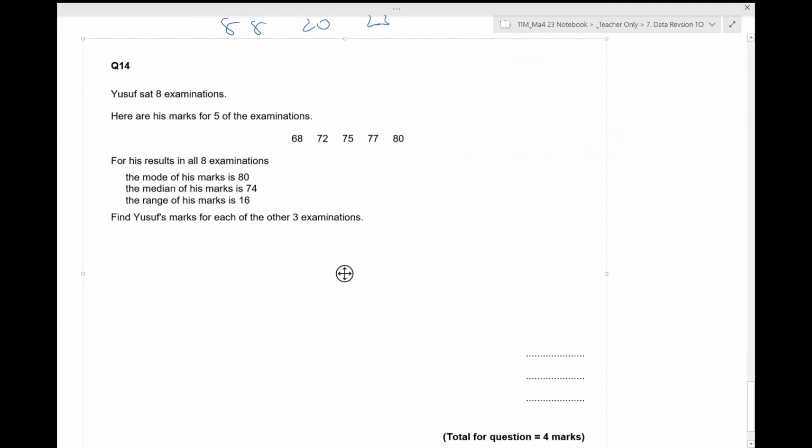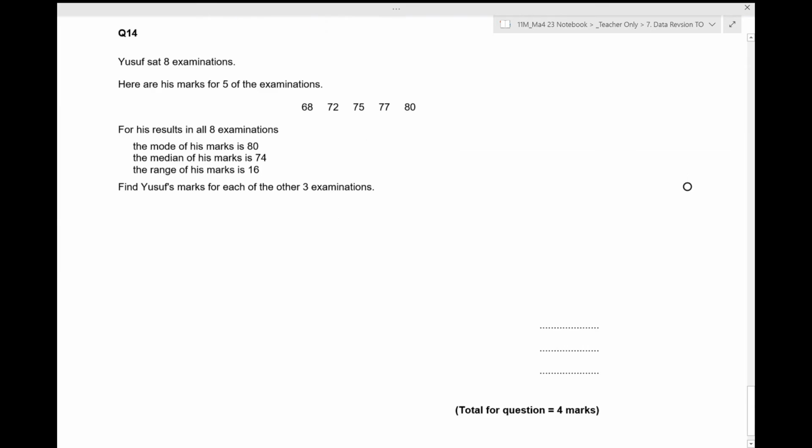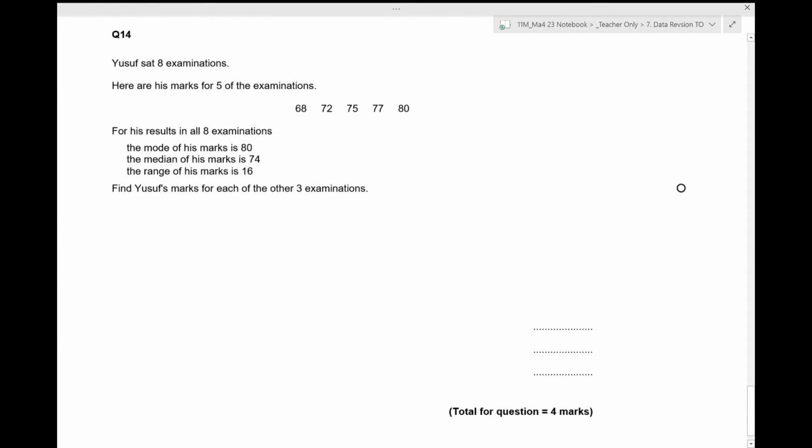Okay. Question 14. I think this is the last in this section. After this section, of course, I will do some IGCSE questions of type 3, and then I'll tell you about the 4th type that I've recently discovered.